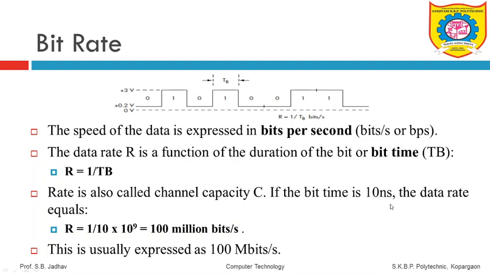If the bit time is 10 nanoseconds, then the data rate can be calculated as given. Suppose we have a bit time of 10 nanoseconds. In that case, the data rate will become 100 million bits per second. So 1 upon TB, here TB is 10 into 10 raised to minus 9. Why 10 raised to 9? Because the bit time is expressed in nanoseconds, and when we calculate it, the result is 100 million bits per second.